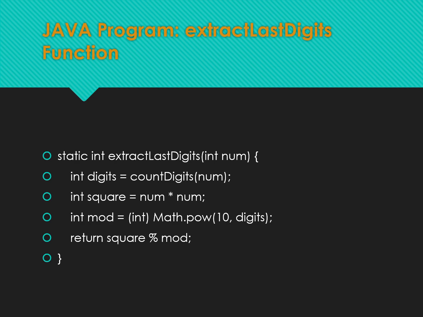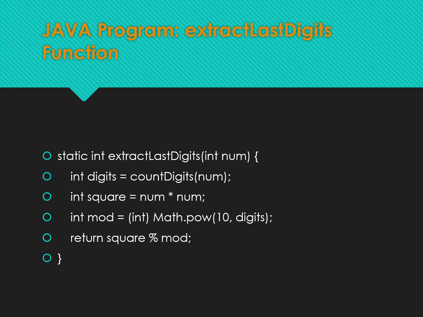To extract the last n digits, we calculate 10 to the power of n. In our example, that's 10 squared equals 100. Then we use the modulus operator, which gives us the remainder when the square is divided by 100. So, 5776 modulo 100 equals 76. This 76 is then returned. It represents the last 2 digits of 5776, and since it matches the original number, we can say that 76 is automorphic.